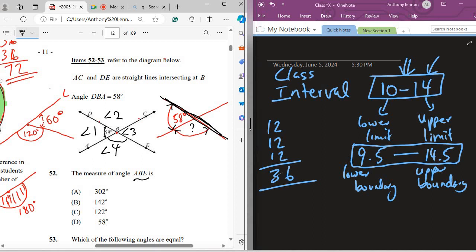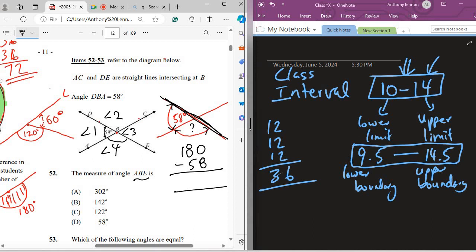Angle 4 plus angle 1, which is 58, those two angles are angles on a straight line. So basically, we're going to have 180 degrees minus 58 degrees, and that will give us our answer. They form a straight line or a semicircle.